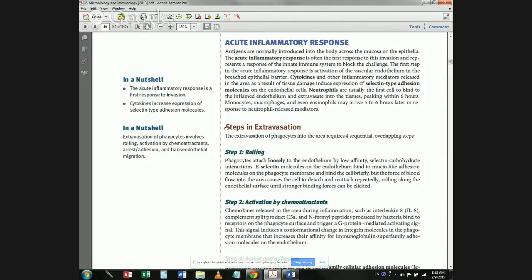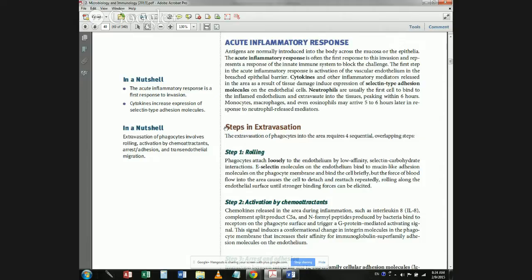So what does the vascular endothelium do? They release cytokines and other inflammatory mediators in the area as a result of tissue damage. So there's tissue damage, and obviously cytokines and other inflammatory mediators are released, and they induce the expression of selectin type adhesion molecules on the endothelial cells. Okay, so I see where this is going now. An antigen enters the body, but what about if you're having drugs? You just inhaled it. There's no trauma. I'm sure there's some other way of doing that. Anyway, there's tissue damage, and as a result cytokines and other inflammatory mediators are released, and now the vascular endothelium starts expressing selectin type adhesion molecules on its cells.